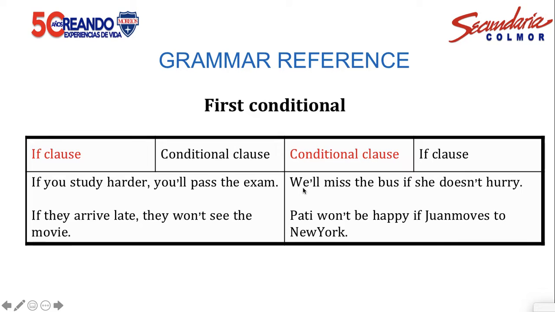She will miss the bus if she doesn't hurry. We are using if at the end of the sentence and we are placing the conditional clause at the beginning: she will miss the bus if she doesn't hurry. We are using if here to indicate that if she doesn't hurry up, she'll miss the bus. In the second example, we have: Patty won't be happy if Juan moves to New York.